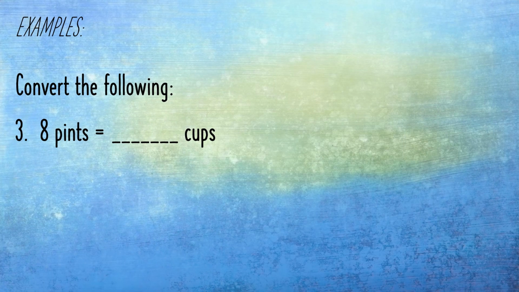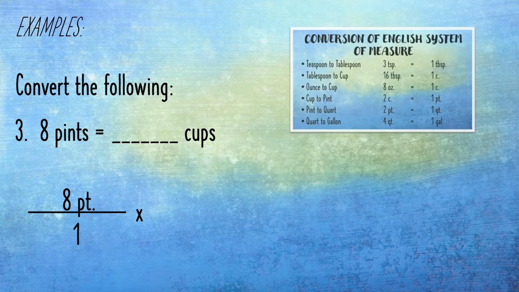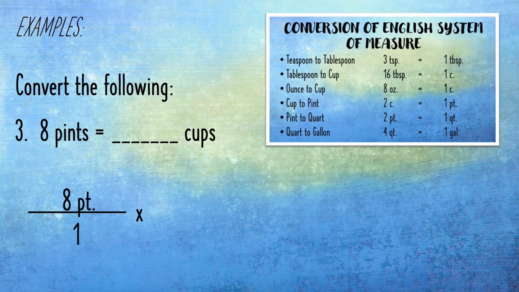Third example, 8 pints is how many in cups? So, kopyahin natin yung given na 8 pints over 1 times, based on the given formula, ano yung gagamitin natin? Ang given ay pint at ang hinahanap natin ay cups. Okay. Cups to pint or pint to cups. So, ito yung gagamitin nating formula. Okay. Ang katumbas ng isang pint ay 2 cups.